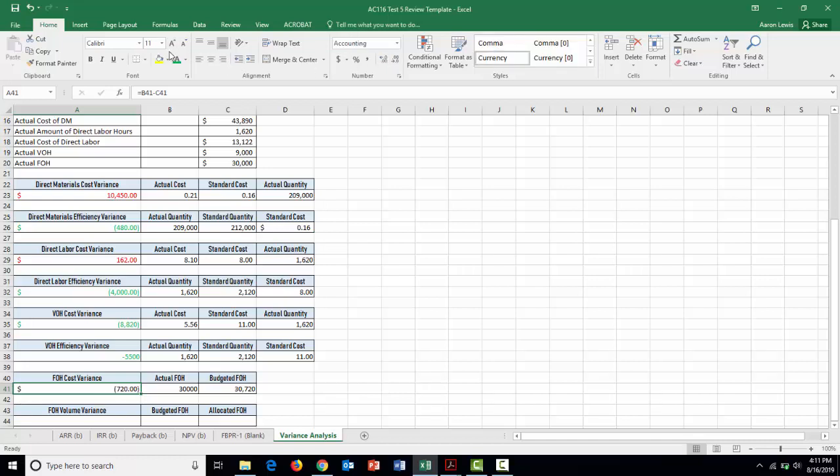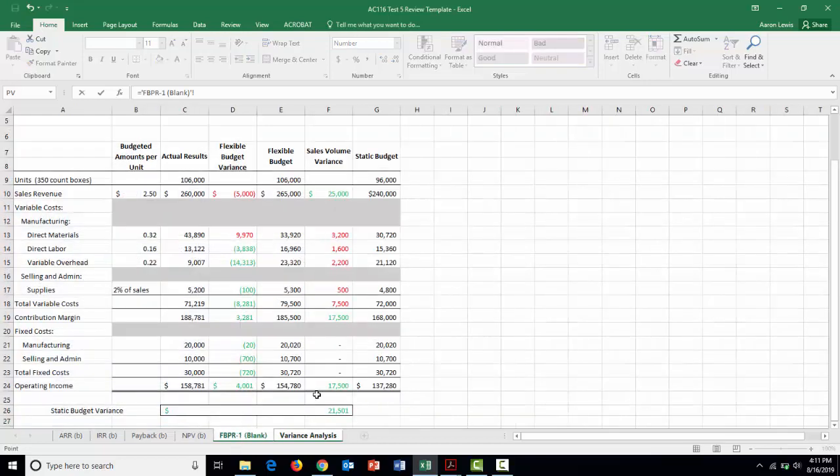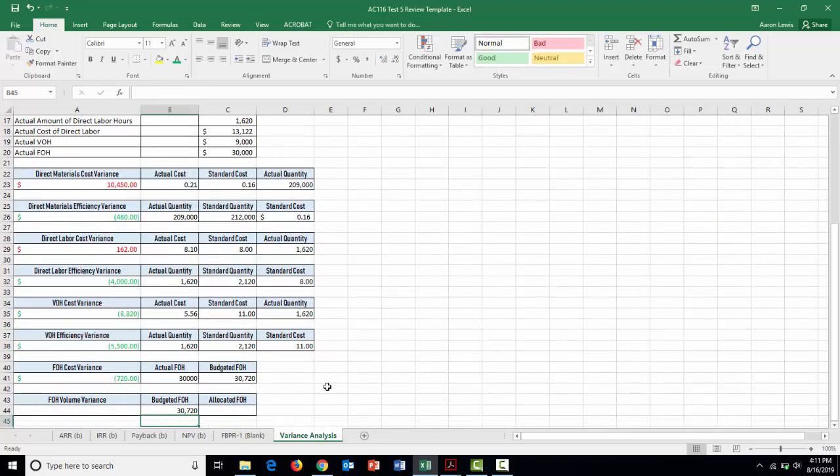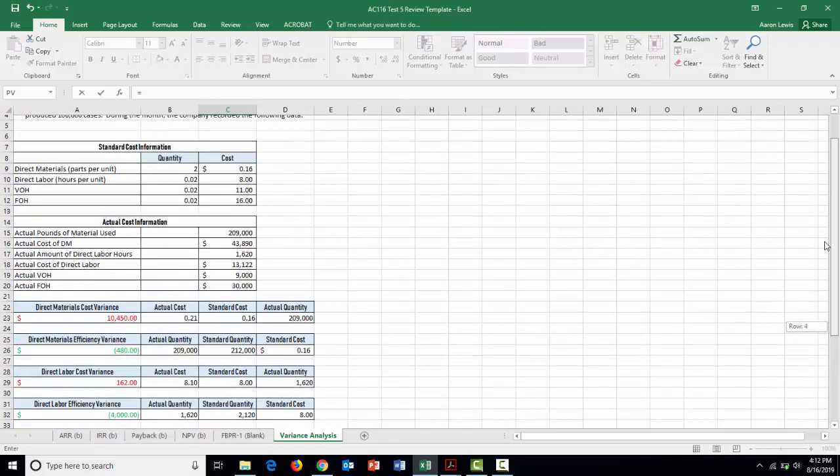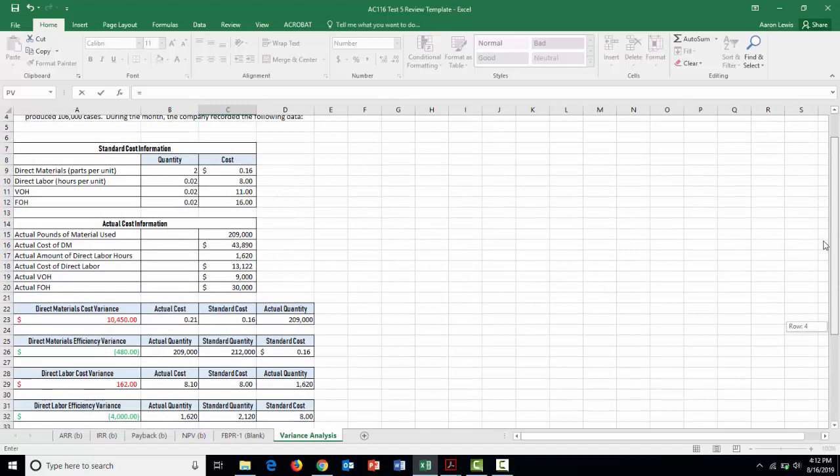So, what does that mean? That means that's good for the company. Forgot to change this guy to a dollar sign too. Let's do that. For your fixed overhead volume variance, you're going to take your budgeted fixed overhead, which we can find over here. We budgeted to have total fixed costs of that 30,720, and we need to figure out how much we allocated. What we are planning on here was allocating at a rate of $16 per hour.